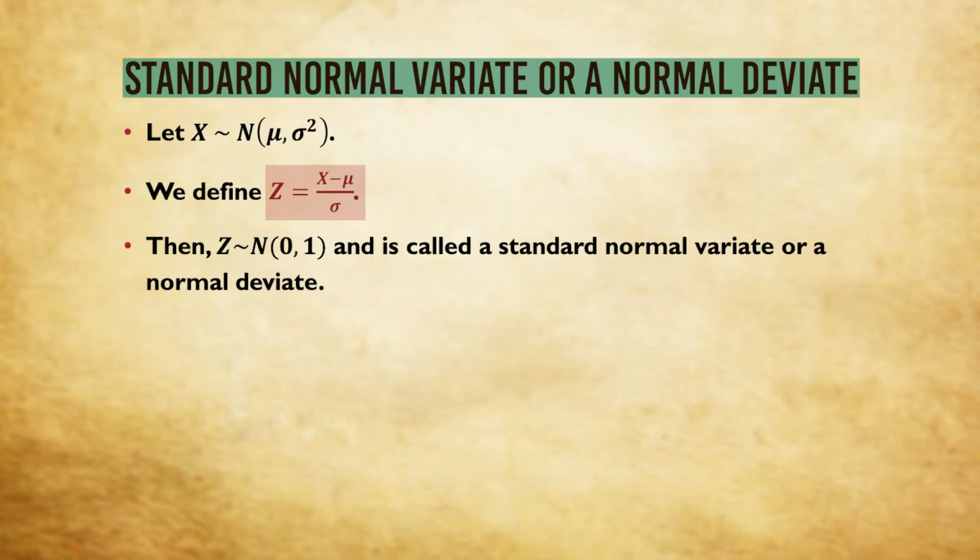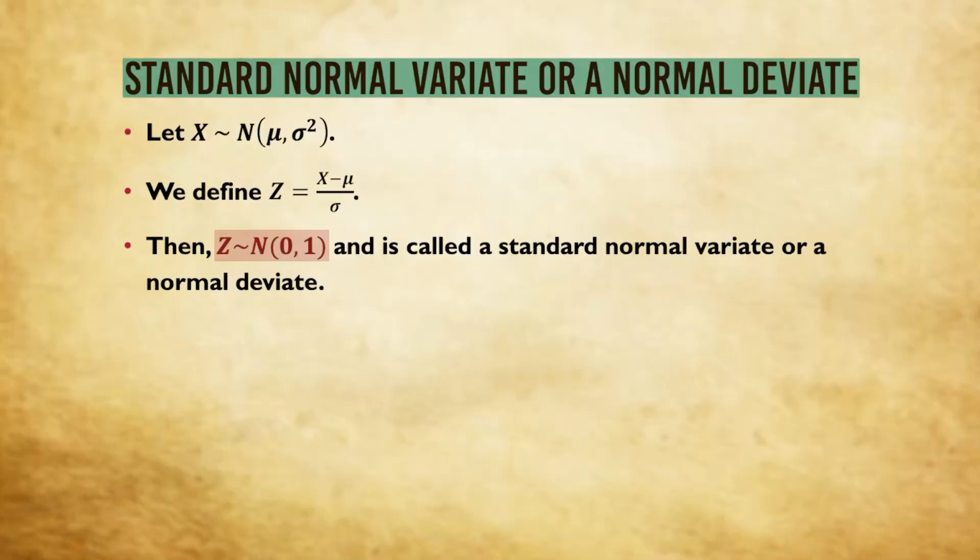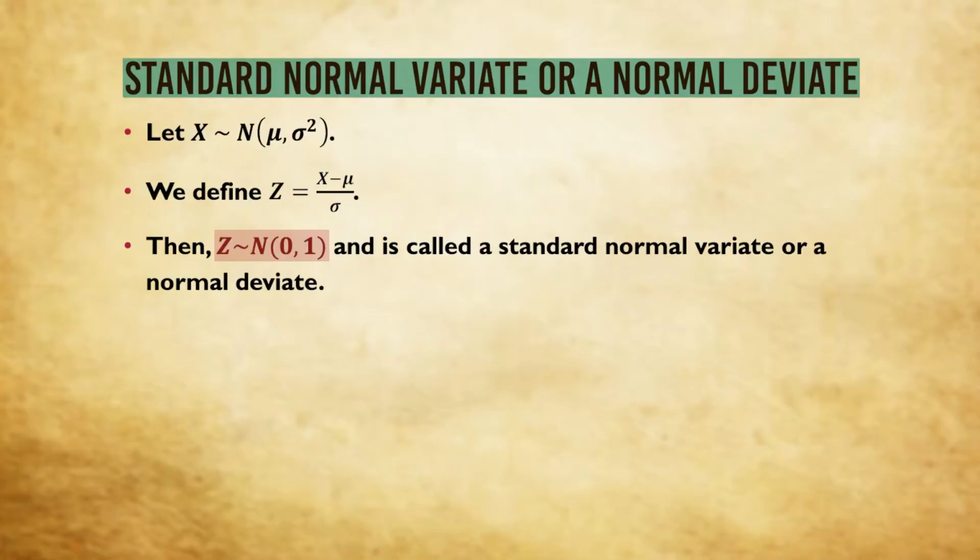What is the variance of z? Again, z is (x minus mu) by sigma. So variance of z will be 1 by sigma square into variance of x. Variance of x is sigma square, we know. So variance of z will be 1. That means z will have the mean 0 and variance 1. And by the earlier property, you can see that z is a linear function of x. So z will also follow a normal distribution. So the distribution of z will be normal 0, 1.